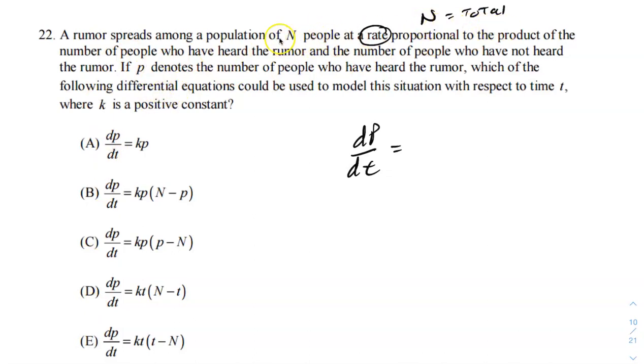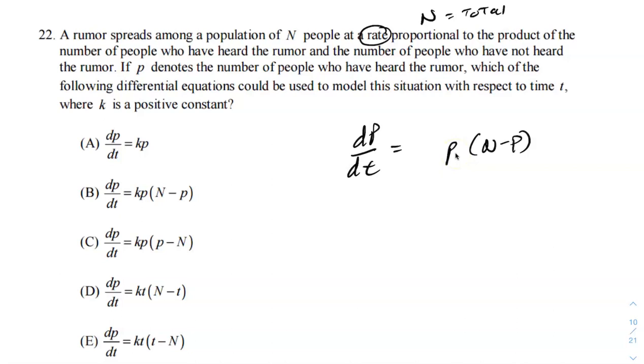So let's go back to this part, right? So at a rate proportional to the product of the number of people who have heard the rumor and have not heard the rumor. So I guess if P denotes the number of people who have heard the rumor, it's proportional to the product of people hearing the rumor and not hearing the rumor. Well, if people heard the rumor, how many people didn't hear the rumor? The total amount of people minus the people that heard it.